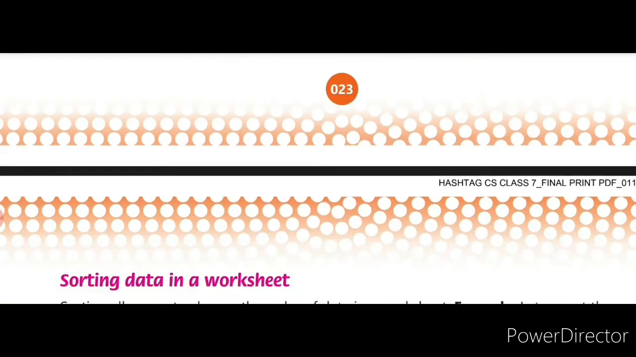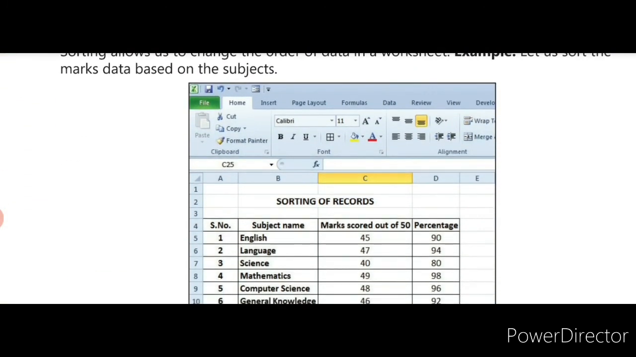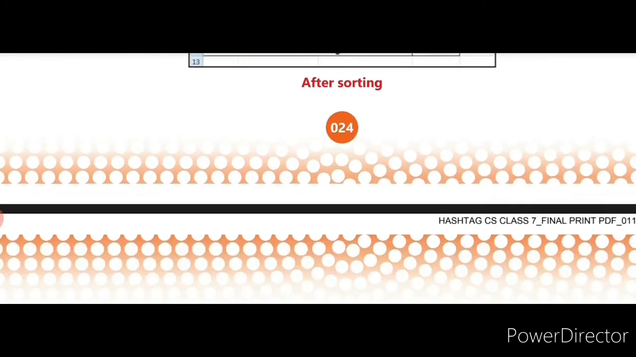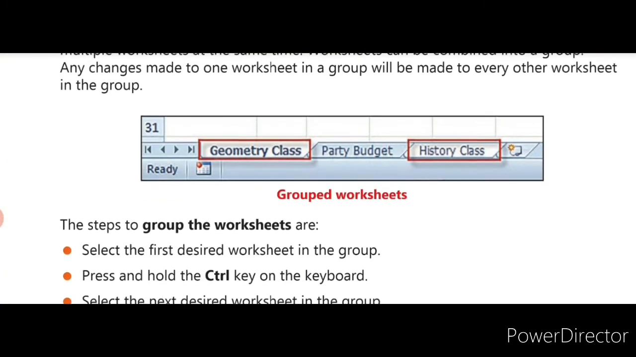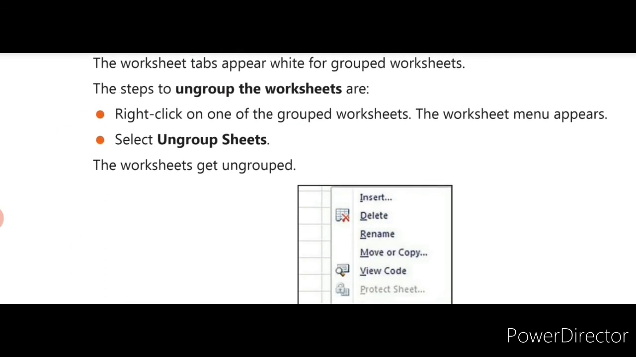Next we have seen how to sort the data in the worksheet in ascending order. We have seen one example to sort the data subject wise in ascending order. Next we have seen how to group and ungroup worksheets. These are the steps to be followed for grouping and ungrouping a worksheet.